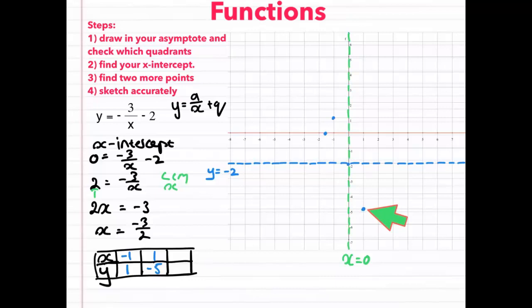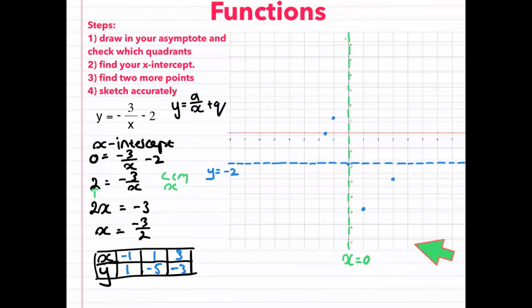Okay, great. And the next one, let's choose a value, for example, a 3, because it makes sense. Minus 3 divided by 3 is an easy calculation. So let's make x a 3, and then minus 3 divided by 3 is a minus 1, and a minus 1 and a minus 2 gives us a minus 3. And where will we find that value? If x is 3, y will be minus 3. So there it is.